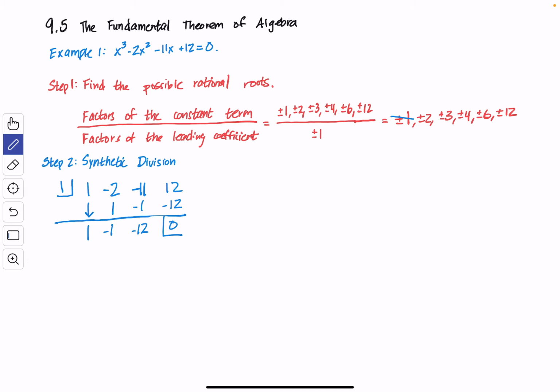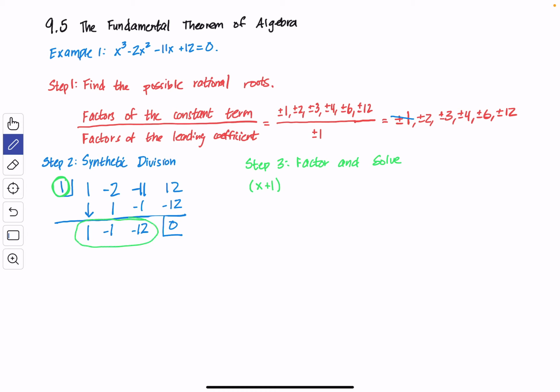Step 3, we're going to factor and solve. So I'm going to put everything in parentheses form. I'm going to factor it all. So I have x plus 1. This one comes from this positive 1 right here. And I actually have the rest of my factors.